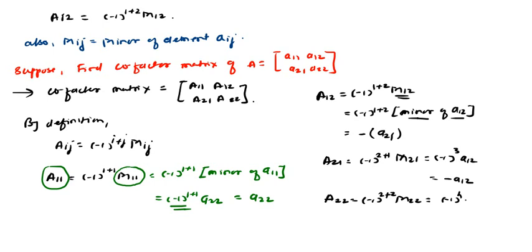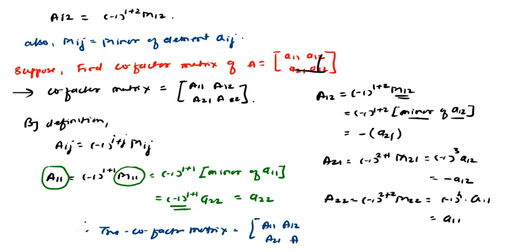So hide the row and column where that A22 is present. So what remains? A11. So finally minus 1 raised to 4 is 1. So what remains? A11. So we got all the elements capital A11, capital A12, capital A21, capital A22. Therefore the cofactor matrix is what? This matrix A11, A12, A21, A22.